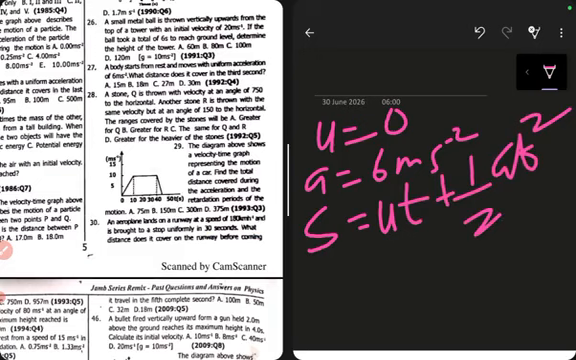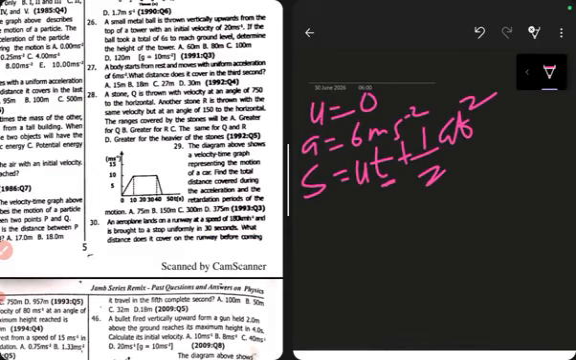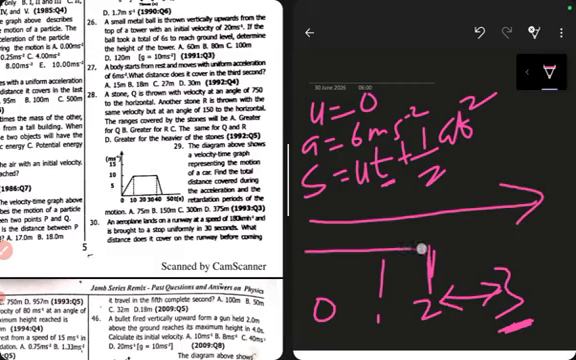Why UT? Because time is given. So what distance does it travel in the third second? The distance traveled in the third second is different from the distance traveled in 3 seconds. In 3 seconds means from 0 to 3. In the third second means just within the third second, from 2 to 3. To get the distance in 3 seconds, you use T as 3. To get the distance in just the third second, it's going to be the distance covered in 3 seconds minus the distance covered in 2 seconds.